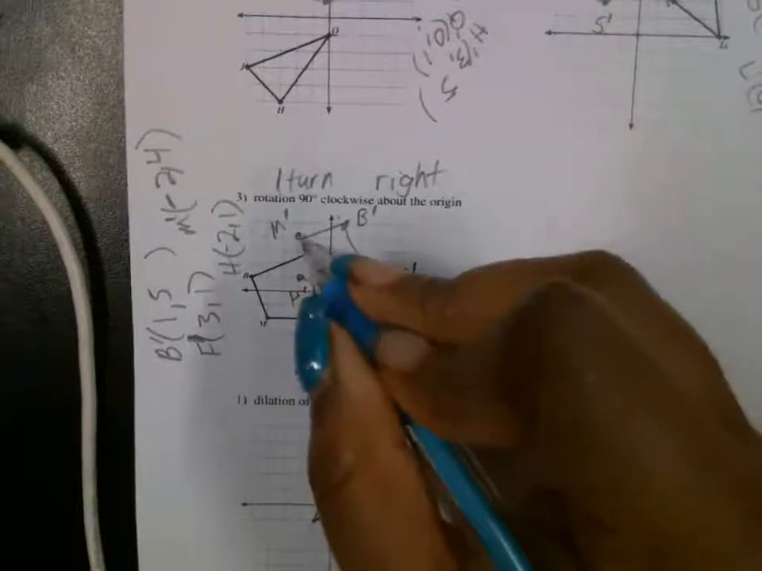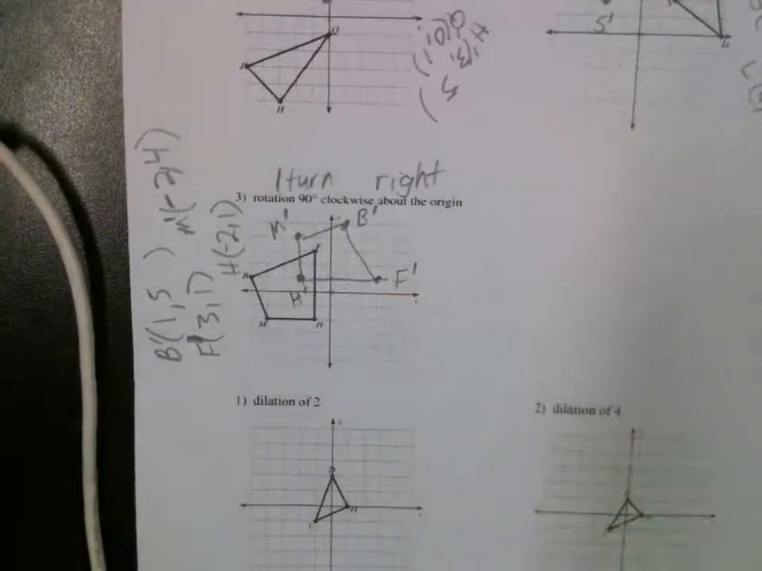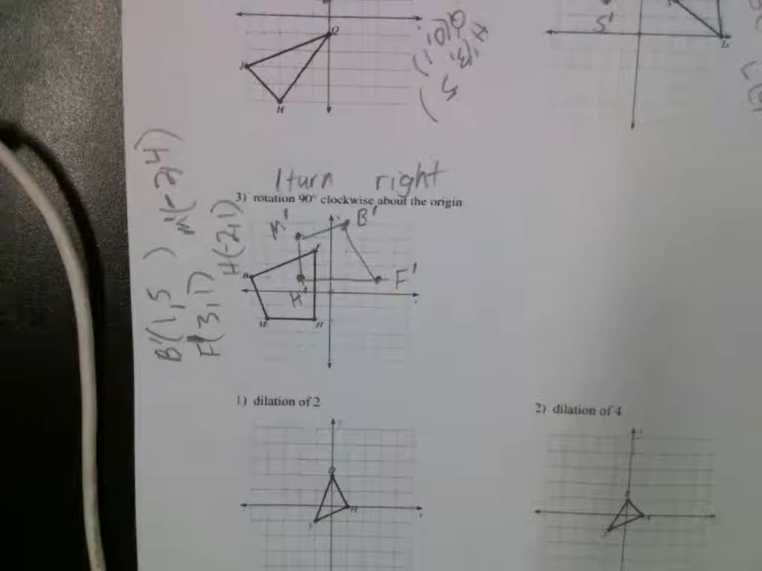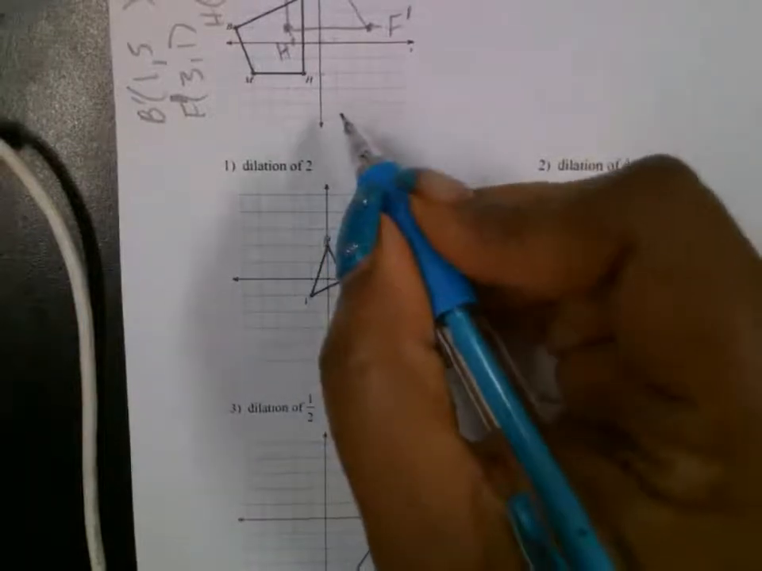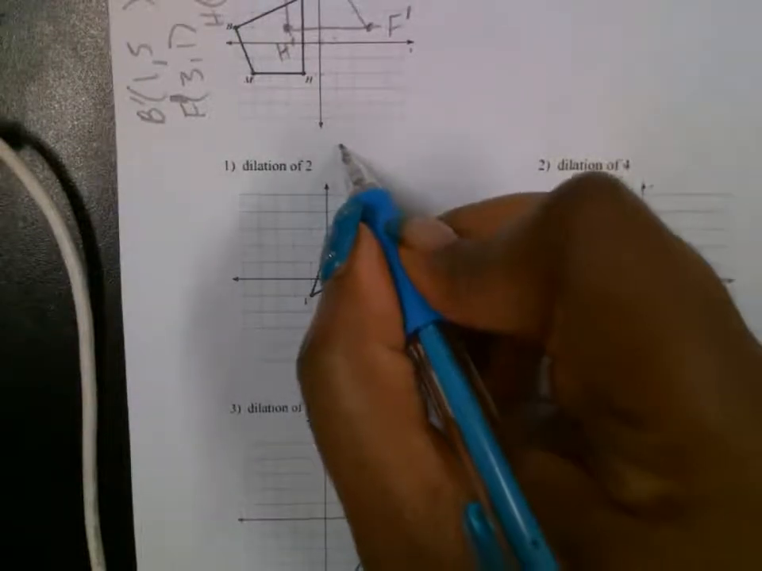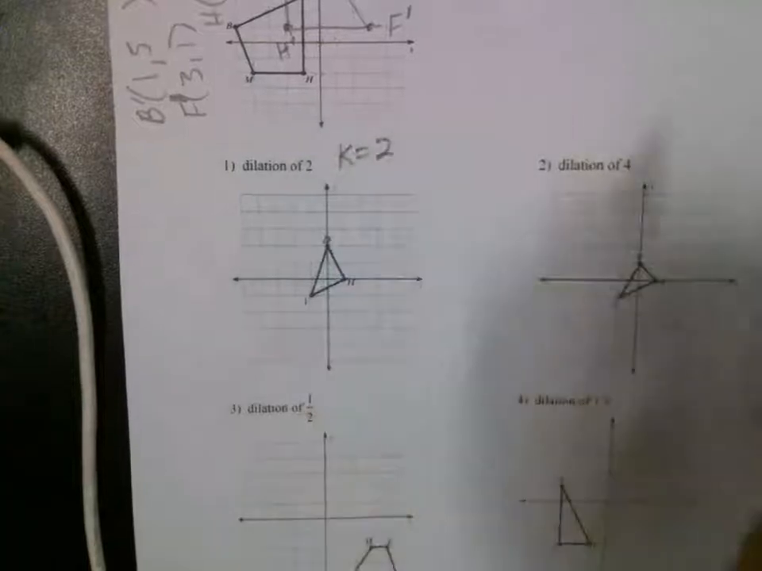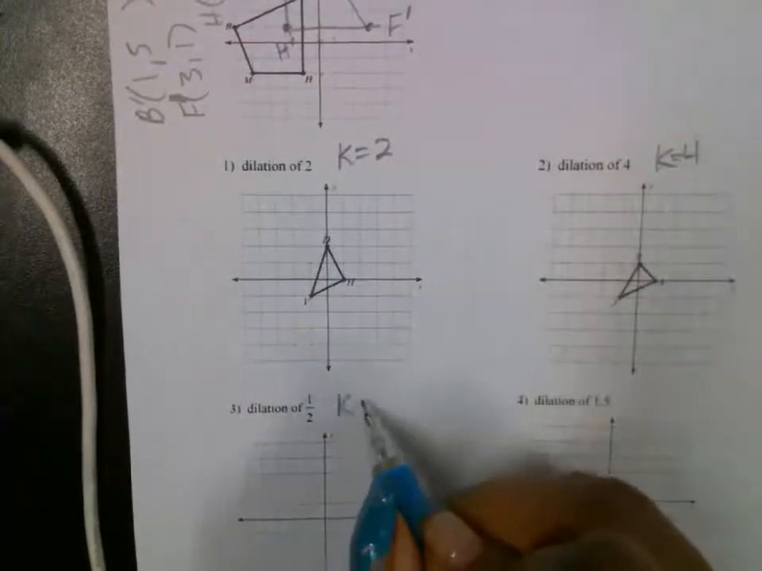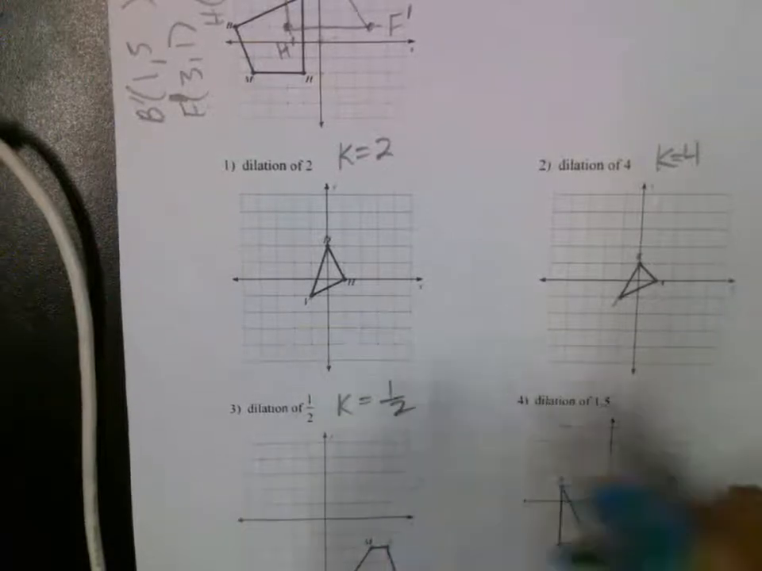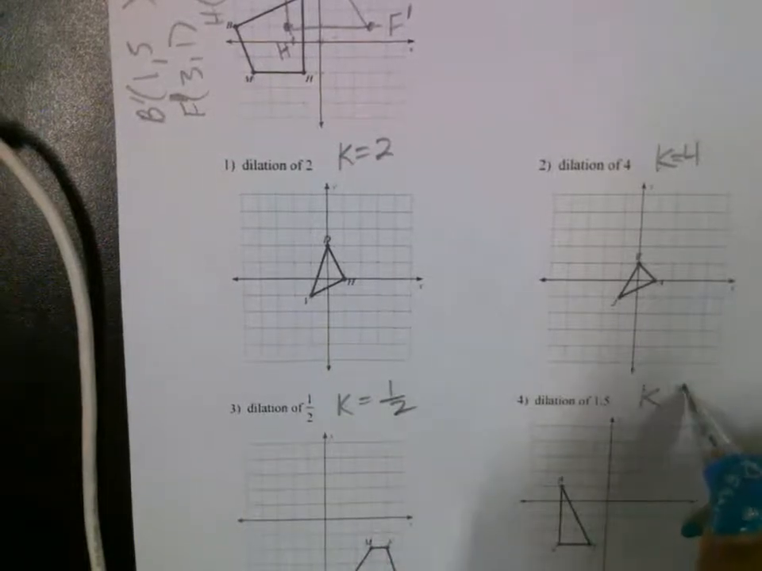Okay. There we go. Now we're going to work on dilation. Dilation is where an object gets either bigger or smaller by a scale factor. Here, these are scale factors they give you. Your letter for scale factor is K. So K here is 2. K here is 4. K here is 1/2. And K here is equal to 1.5.